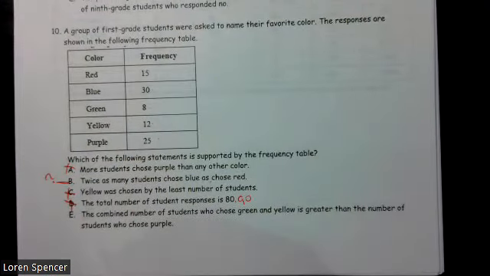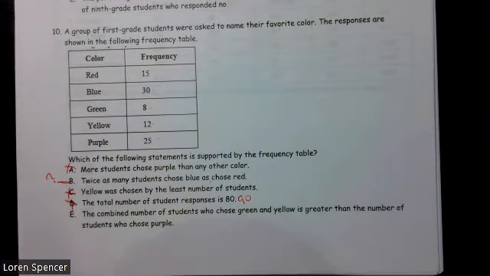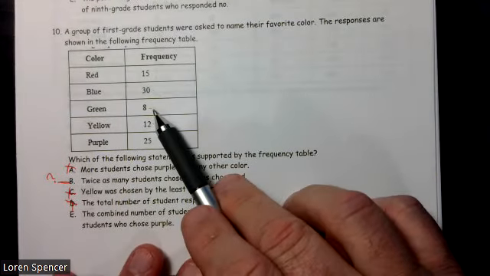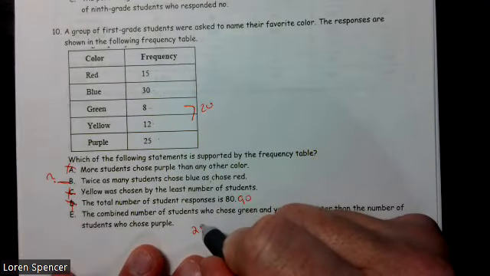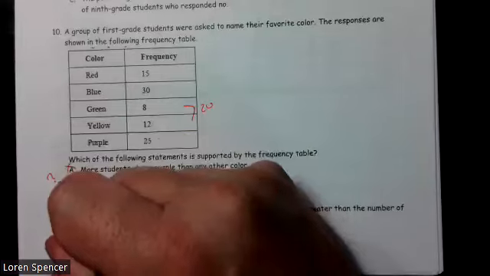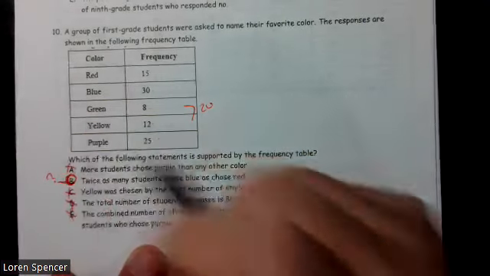And the combined number of students who chose green and yellow is greater than the number who chose purple. Well, green and yellow sum to 20, and 20 is less than 25, so that's not true. The only possible answer is B.